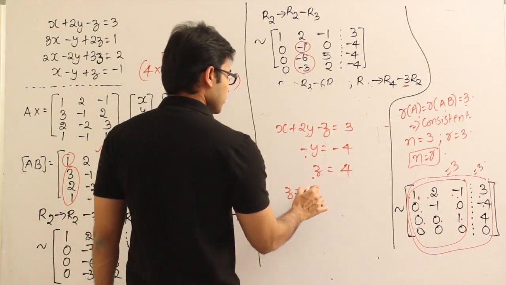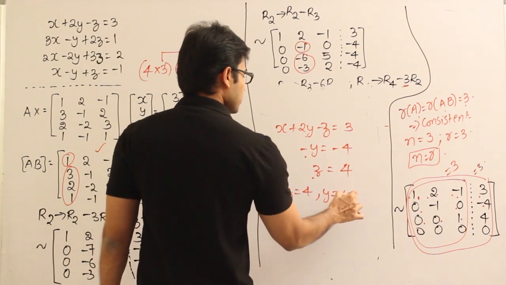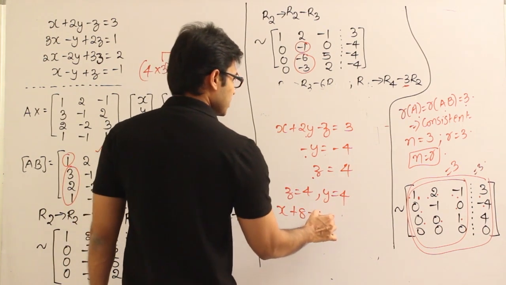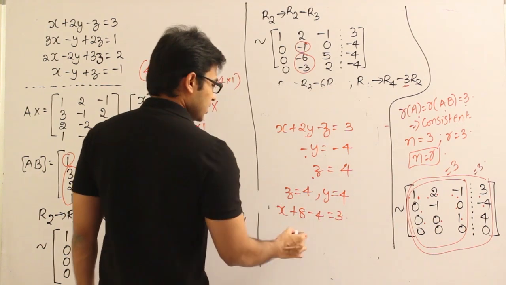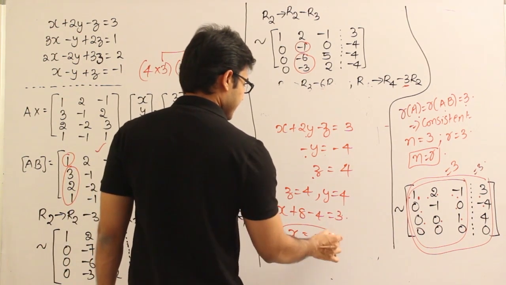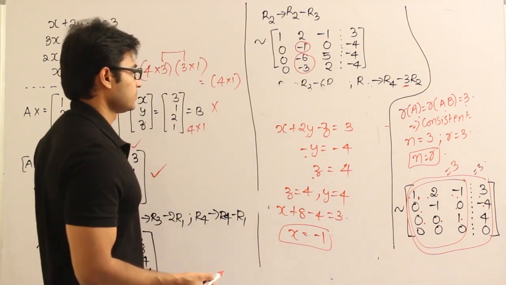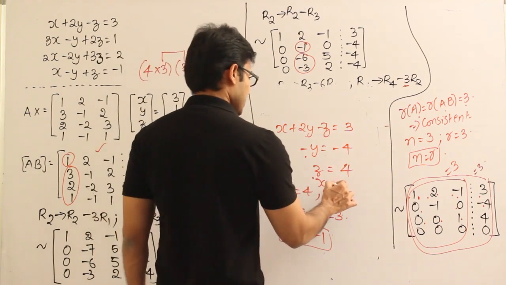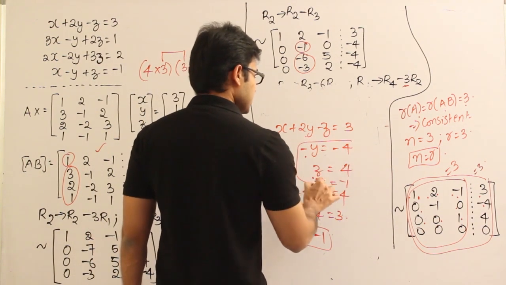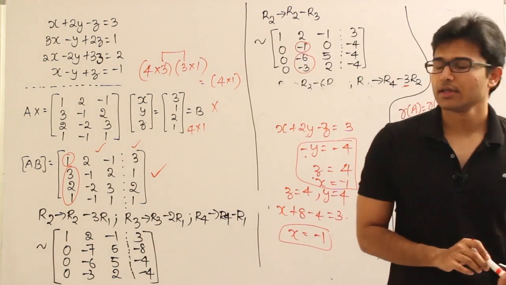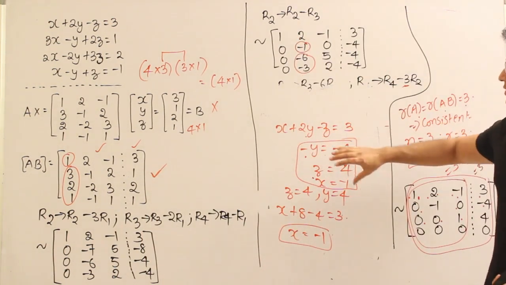Now you substitute z and y equal to 4 here. So we have z equal to 4 and y equal to 4, and here you get x plus 8 minus 4 equal to 3, which means x equal to minus 1, I think. Alright. Okay. So x equal to minus 1. This is the unique solution for the given equations.